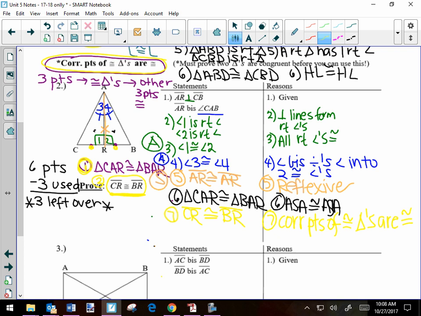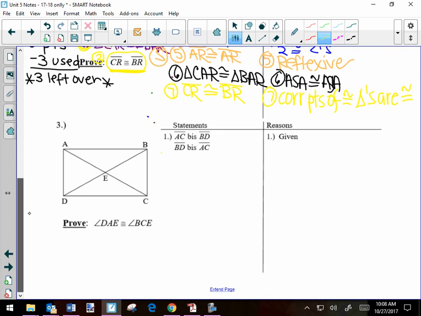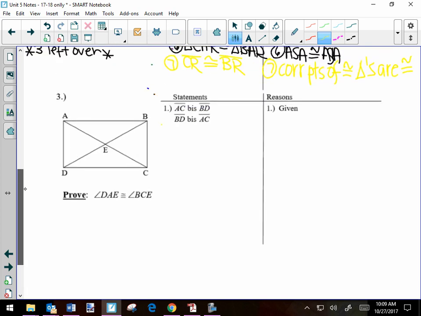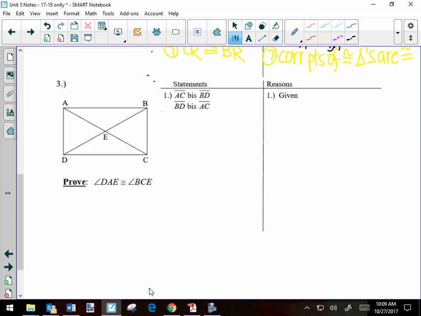Okay, question 3. In question 3, we are being asked to prove angles congruent. Please remember what we just talked about. If we're being asked to make angles congruent, which is angle DAE and angle BCE, these two angles, then it is probably a good assumption to think that we're going to have to make triangles congruent first.